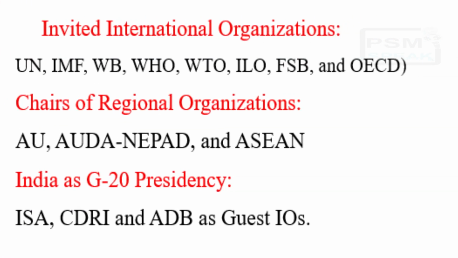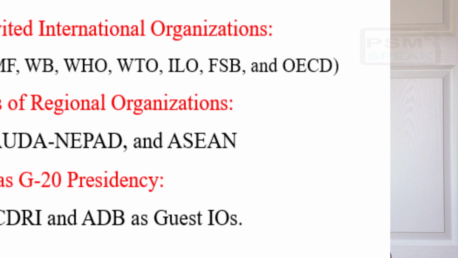The international organizations, besides the regular organizations like United Nations, International Monetary Fund, World Trade Organization, etc. This time India invited ISA, International Solar Alliance, CDRI, Coalition for Disaster Resilient Infrastructure, and Asian Development Bank. These are the guest international organizations. The chairs of regional organizations were AU, African Union, AUDA-NEPAD, African Union's Development Agency, New Partnership for African Development, then Association of South East Asian Nations.